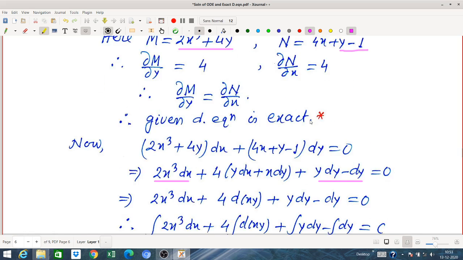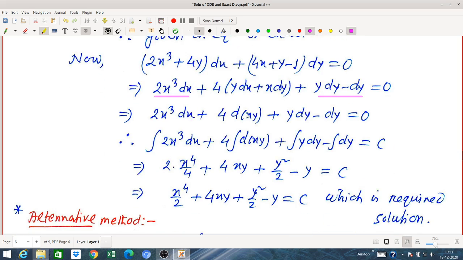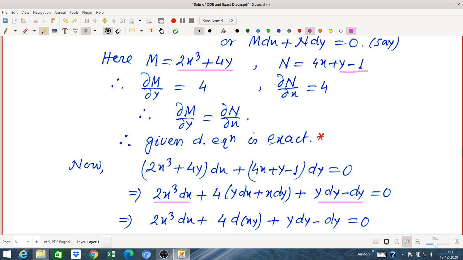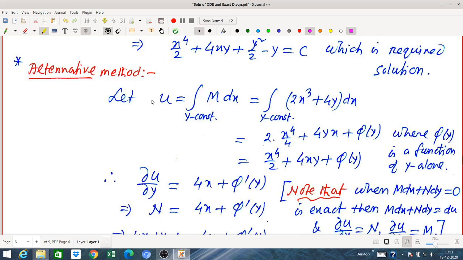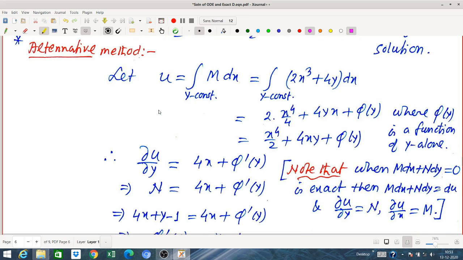Now we have solved it by the grouping method, the inspection method, the second method. Now if we want to solve it by the first method, the star is given here, come to the star. Alternative method means first method. Let u equal to the integration of M with respect to x, keeping y constant. So M is substituted. Assuming y constant, integrate it as if a partial integral.